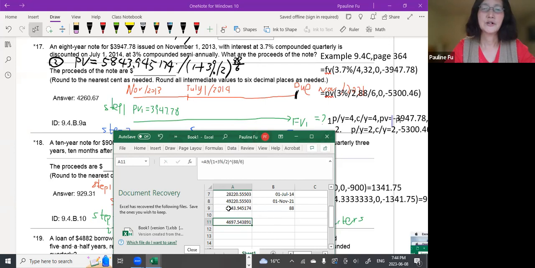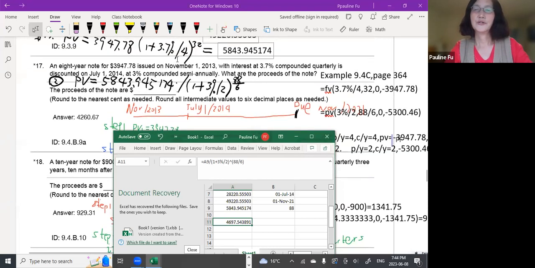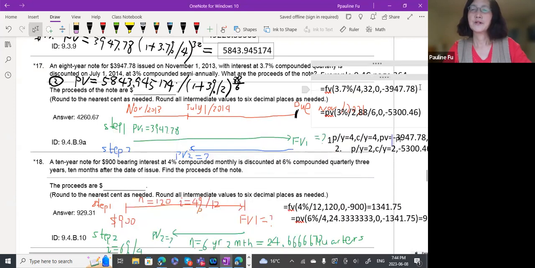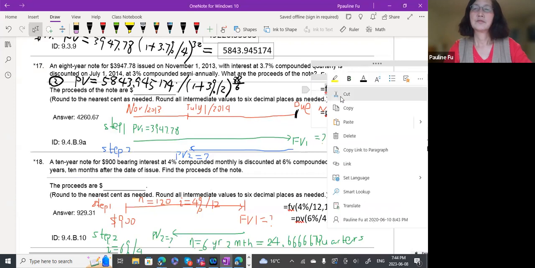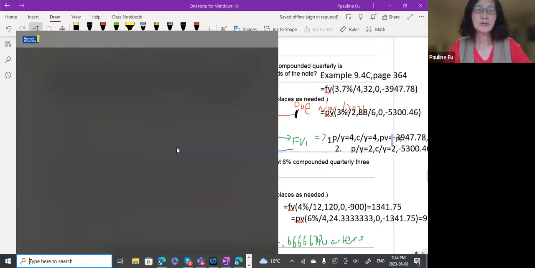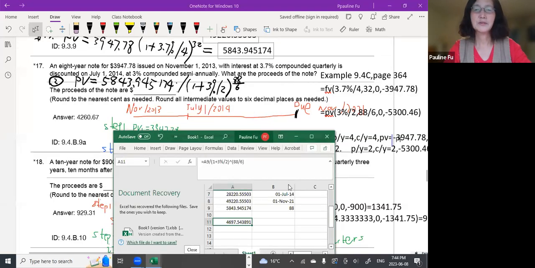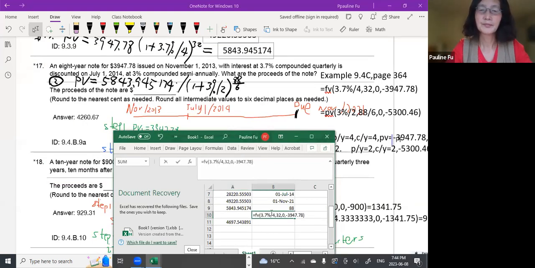Then I need to change. Let me double check the previous result. 3% divided by 2. The 3.7 divided by 4, 32. I'm just verifying the number. Looks like the number does not agree with the given number. Okay, the first number, step 1, I didn't do correct. I will find out why, so I will double check.